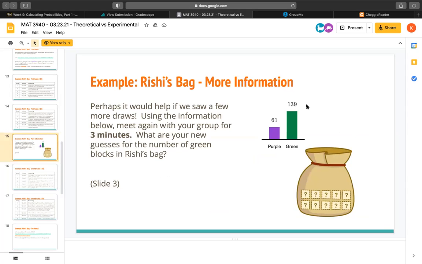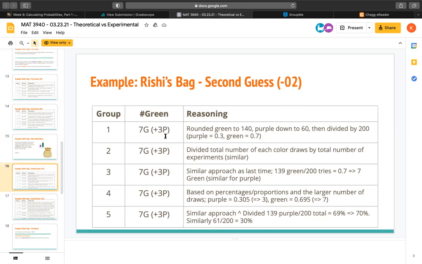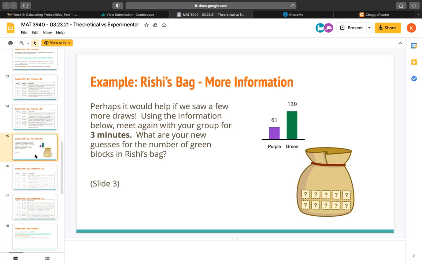It would be 0.305. Yes. And we multiplied that by 10 because we have 10 blocks in here. Oh, okay. And that gave us 3.05, right? And that's how they got 3 purple over here. And then you can do the same thing, but for the green. So let me know what you guys get for that.